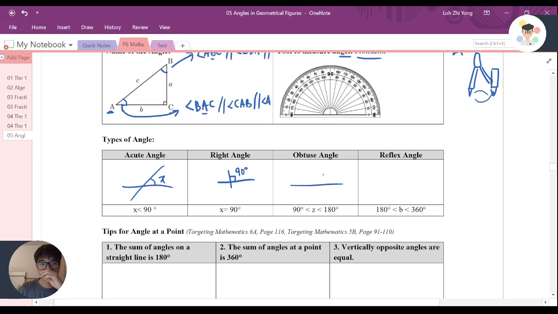If you have an angle that is more than 90 but still less than 180, this is what we call an obtuse angle. And of course, if you have an angle that is more than 180 but still less than 360, it's called a reflex angle. So these are basically the names. Usually you don't need to specially remember them, but sometimes they might use this to trick you, or to test whether you know it or not.